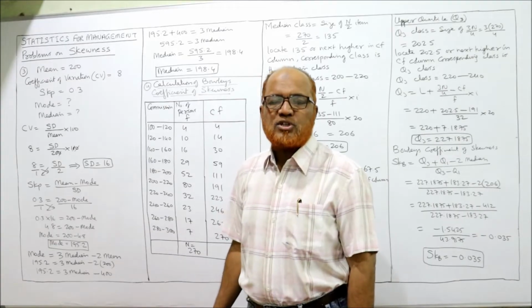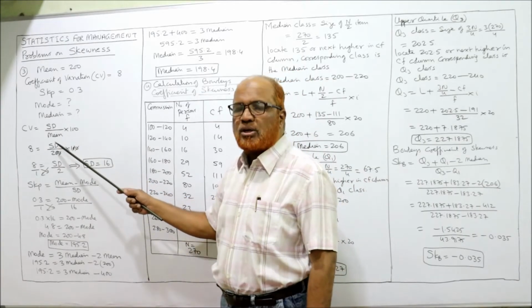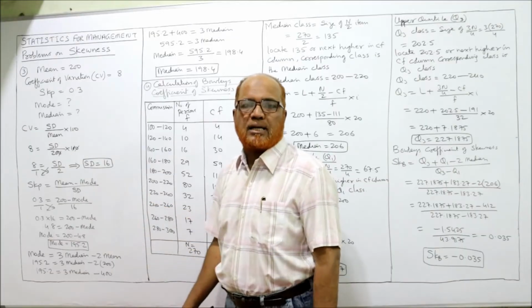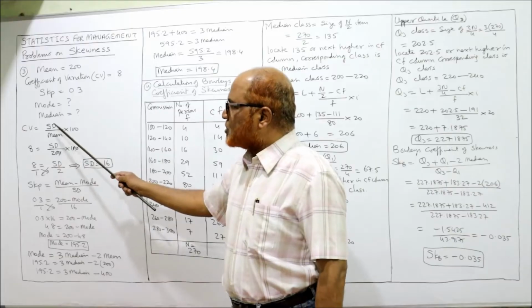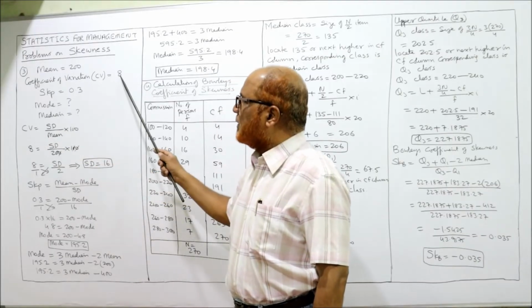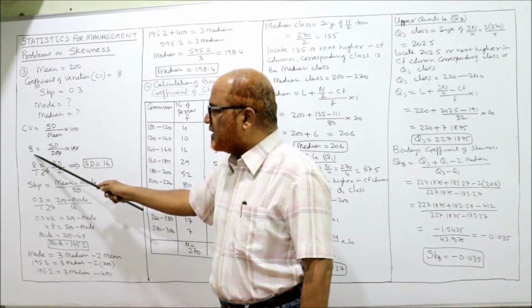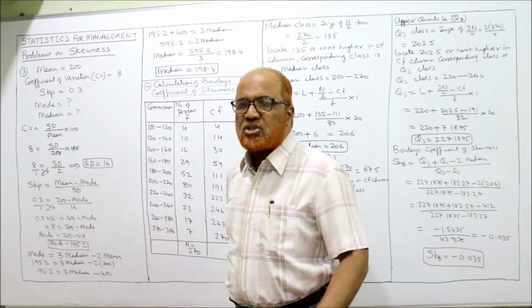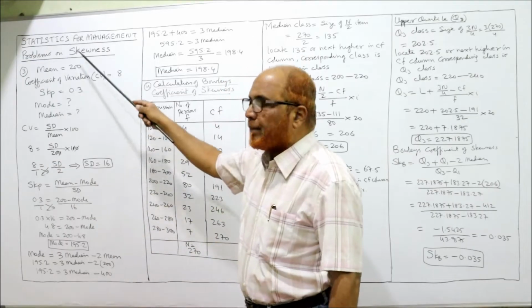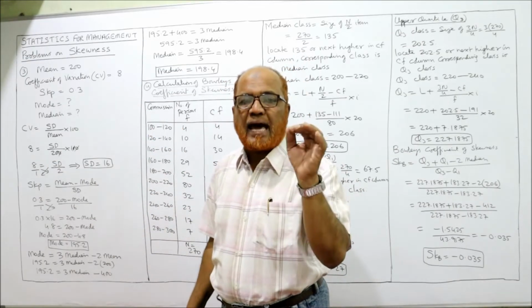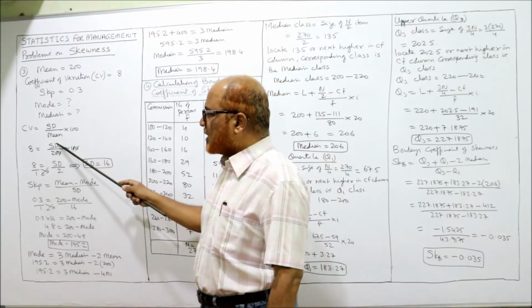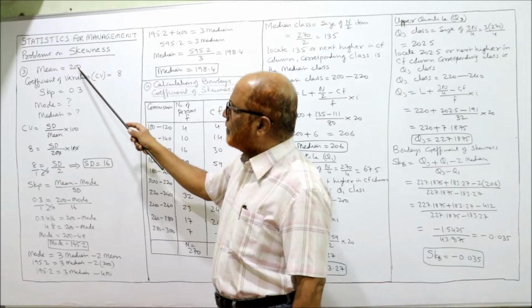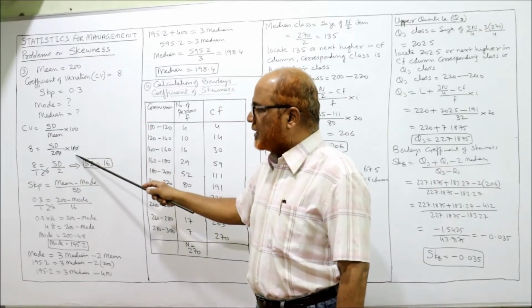The formula for coefficient of variation is standard deviation by mean into 100. We have done so many problems already. CV is given in the problem as 8, so in place of CV I am writing 8. Standard deviation is not given, so first we calculate standard deviation using the formula of CV. Standard deviation divided by mean, mean is 200, into 100.